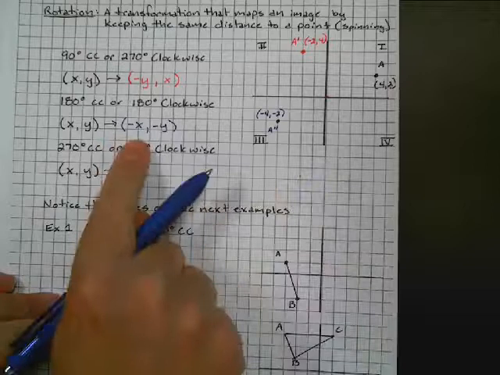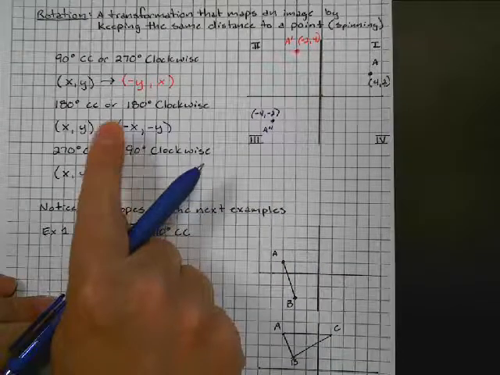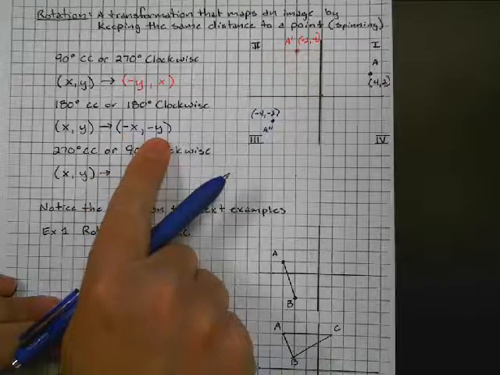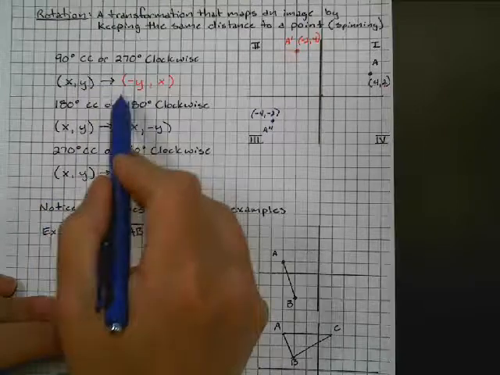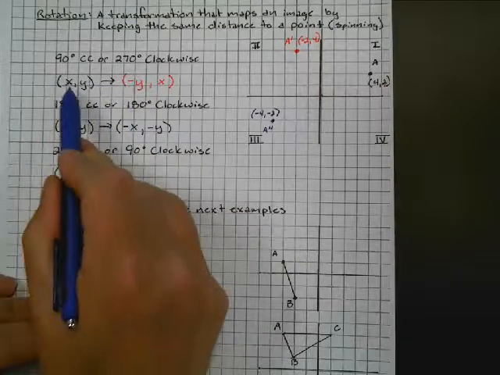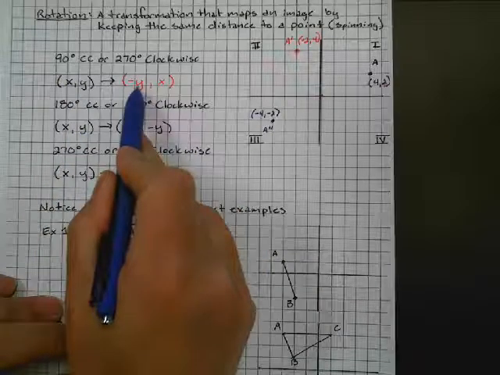So the coordinate notation for a 180 degree rotation is negative x, comma, negative y. Now this actually makes sense, because remember what happened up here when I went 90 degrees. When I went 90 degrees, the x went to the y, the y went to the x, and changed its sign.